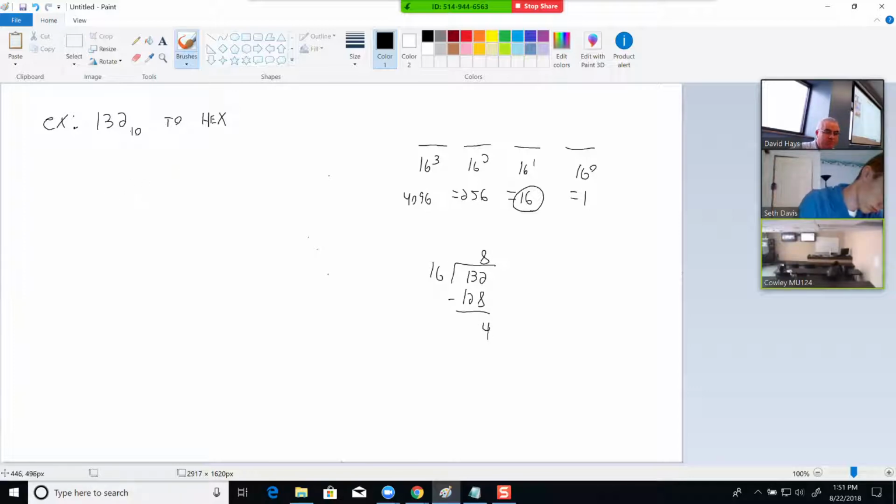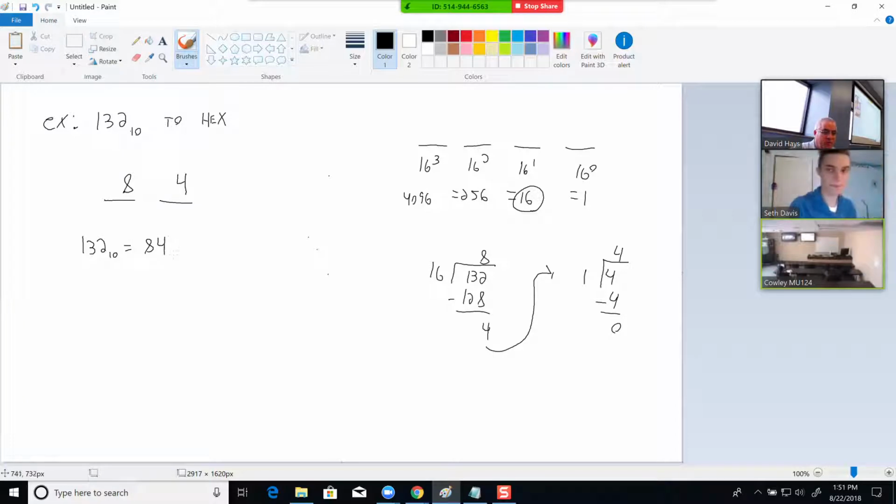So we're going to have two blanks because this is the one we started with. The number we put up on top here, the 8, goes in our first blank, above the 16 that we just divided by. Now our remainder is our new number we work with. Going down here, we're looking for the next number that's less than or equal to that, which is 1. 1 goes into that 4 times. 4 times 1 is 4. Subtract that. And 4 is the next number that goes here. So 132 base 10 is going to equal 84 in base 16.